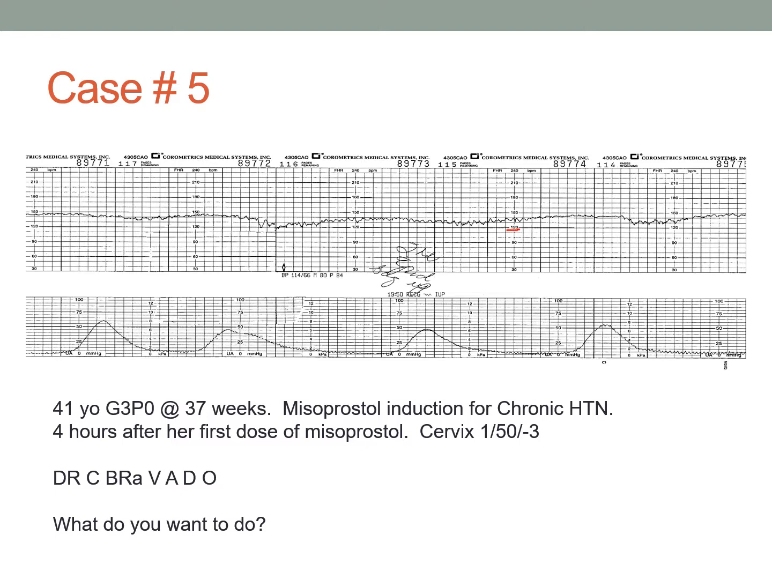Baseline rate, this is a really tricky one to read. This is 120, this is 150, so I'd probably call the baseline rate around 140. Variability is decent, I'd call it moderate. Accels, you have no accels. Decels, now you do have decels.